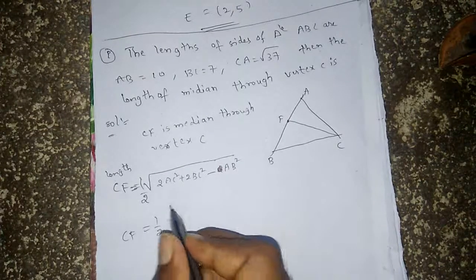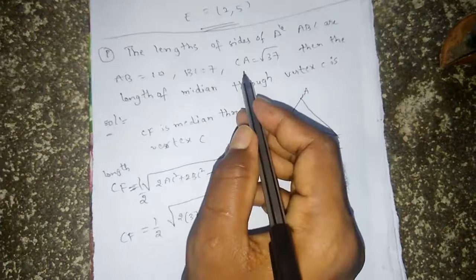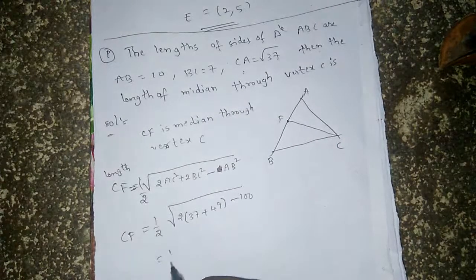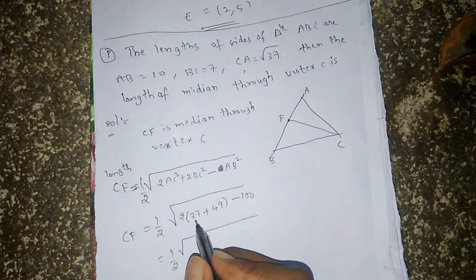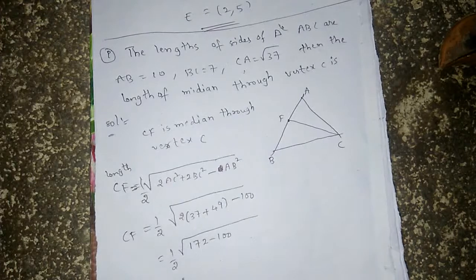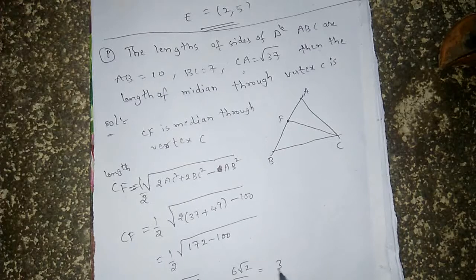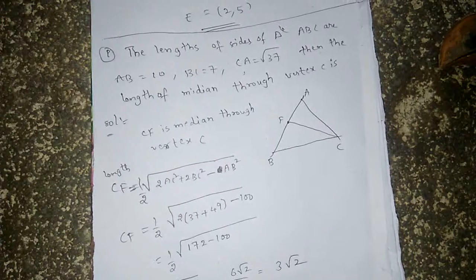It is 1/2 of root of 2 into AC square, which is 37 (AC square is the same as CA square), plus 2 into BC square, which is 49, minus AB square, which is 100. 1/2 of this is root of 74 plus 98, that is 172 minus 100, that is root 72 by 2. Root 72 is 36 into 2, that is 6 root 2 by 2, that is equal to 3 root 2. So the length of the median to vertex C is 3 root 2.